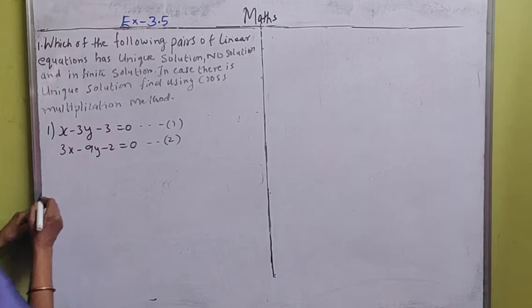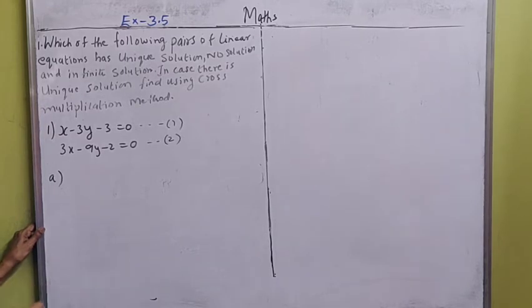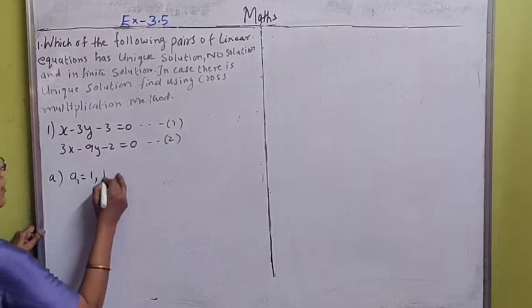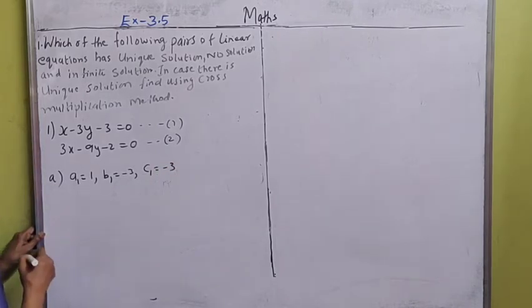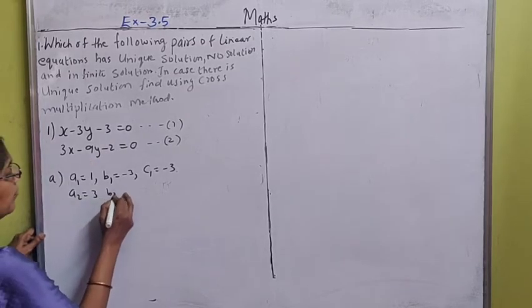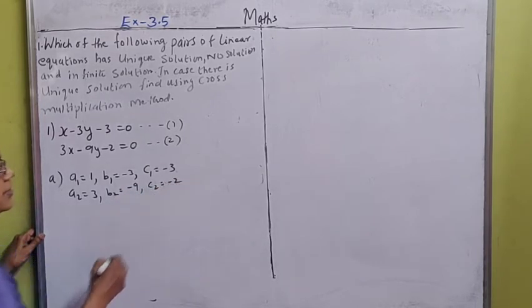So first we will take unique solution: a1 by a2 should not be equal to b1 by b2. But before that, let us write down the a1, b1, c1 values for the first equation and the second equation. A1 is 1, since nothing is written. B1 is minus 3. C1 is minus 3. In the second equation, a2 is 3, b2 is minus 9, and c2 is minus 2.